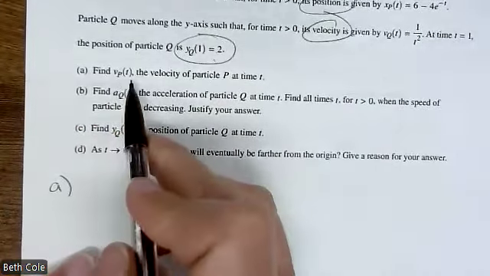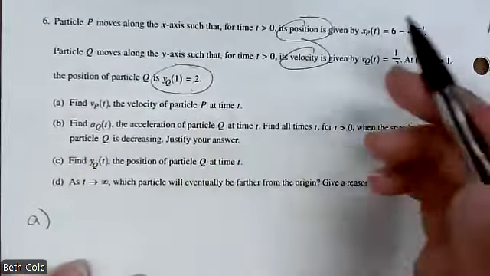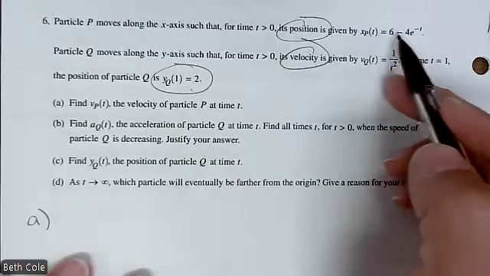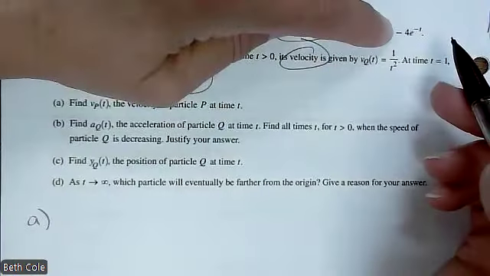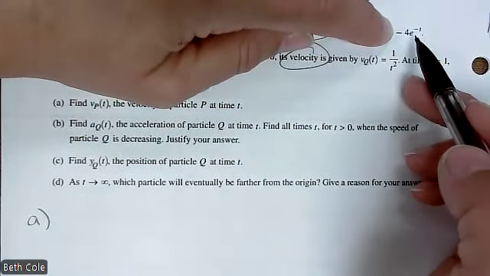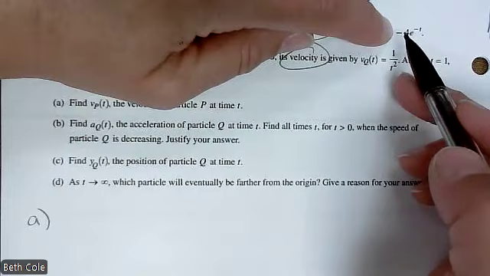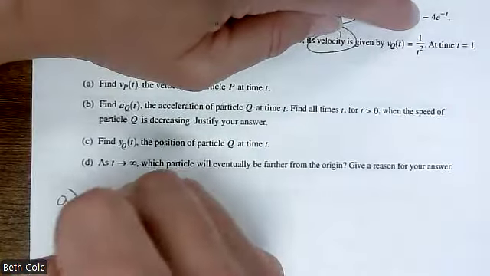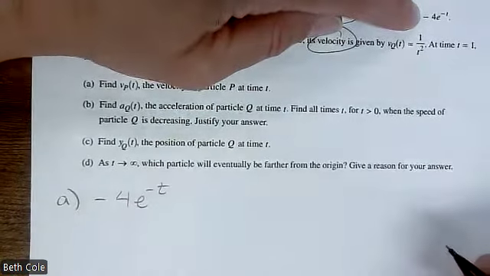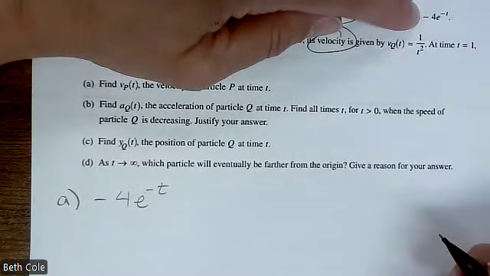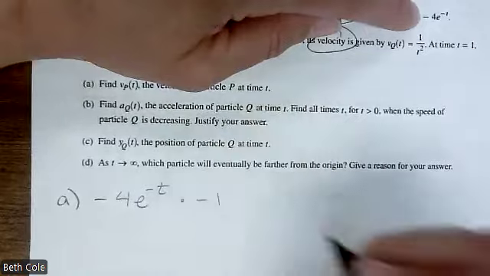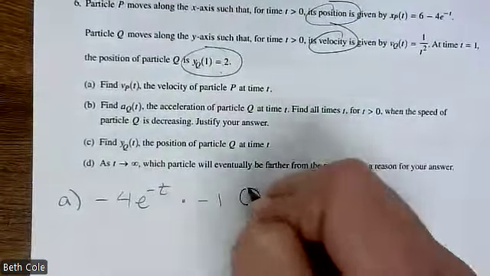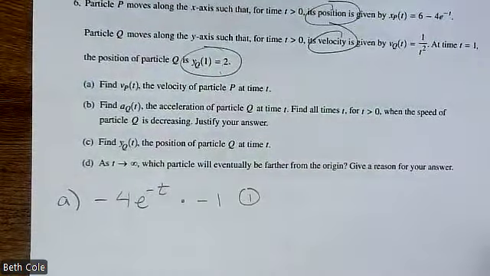Part A. Find the velocity of particle P. How do you get from position to velocity? Because they give us position. Derivative. Derivative of 6? 0. That's gone. Derivative of e is itself. So it's going to be -4e to the negative t. And then what rule do you need? You're going to chain on the derivative of negative t, which is -1. That's worth a point.